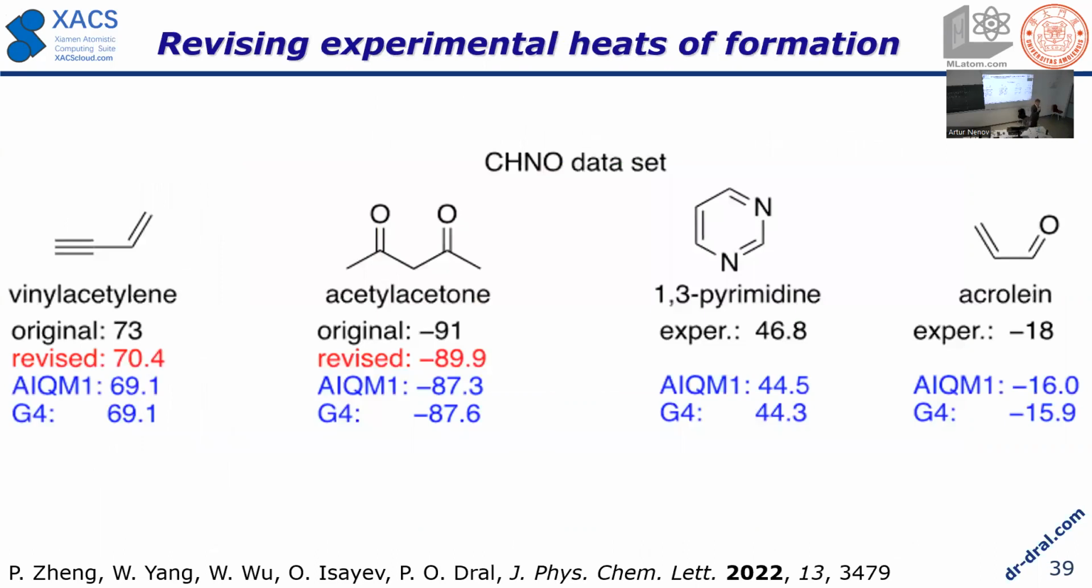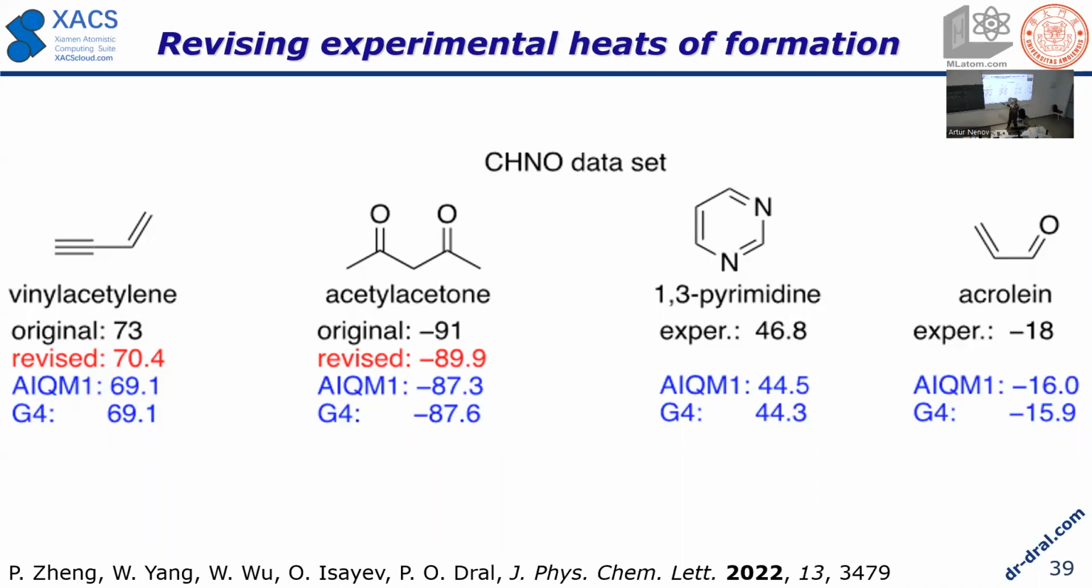It is so good that when we compare certain predictions with AIQ1 for some molecules with G4 population, which are much more expensive, and they are basically the same, but experimental values are different, then we basically say that the experiment is not good. And that's what happened here. So here experiment was really off by 4 kcal per mole, which is quite big for our purposes.